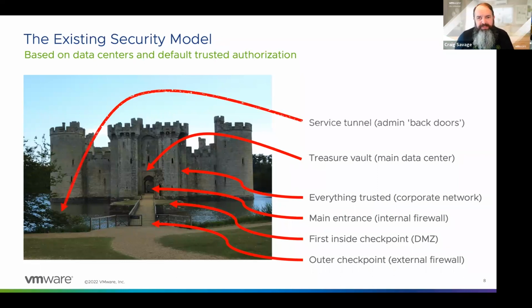Yeah, but oops, there's that service tunnel, right? Where the serfs get in to bring the food, or admin back doors into your system. That's always been the problem with this. And if you can find one of those back doors, you've cut through all of those security controls you've got, and you're inside the castle.